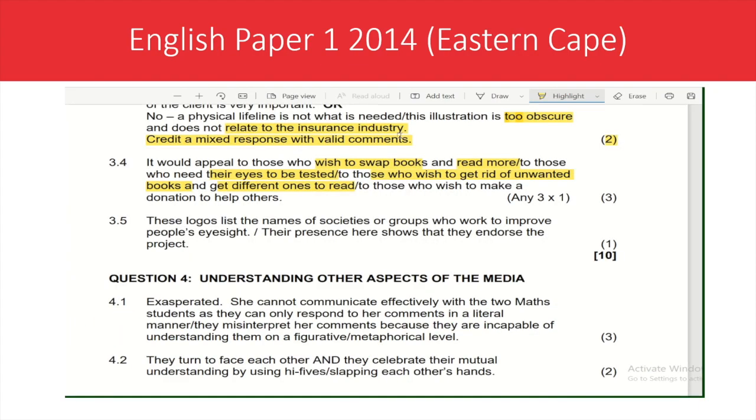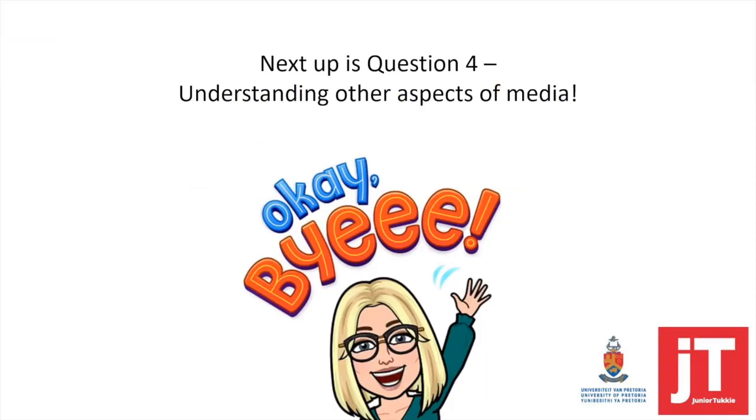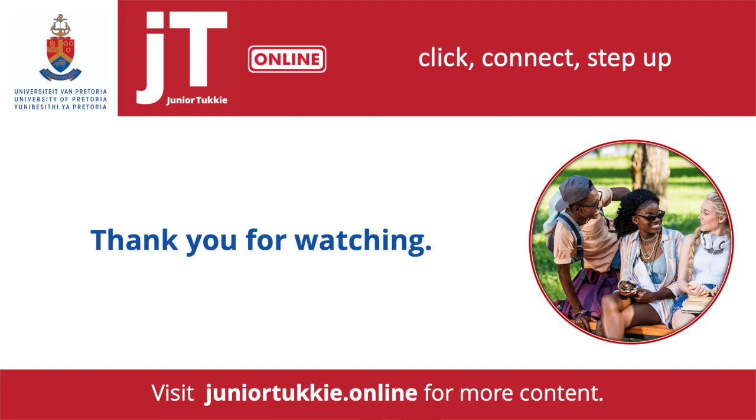So let's see what the memo says. So these logos list the names of societies or groups who work to improve people's eyesight. So you could also say that they endorse the project, they support the project. And that is the end of question 3. That is the end of today's lesson. Next up is question 4, understanding other aspects of media.